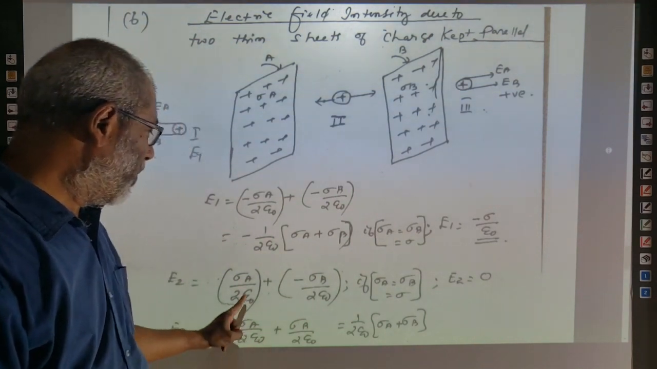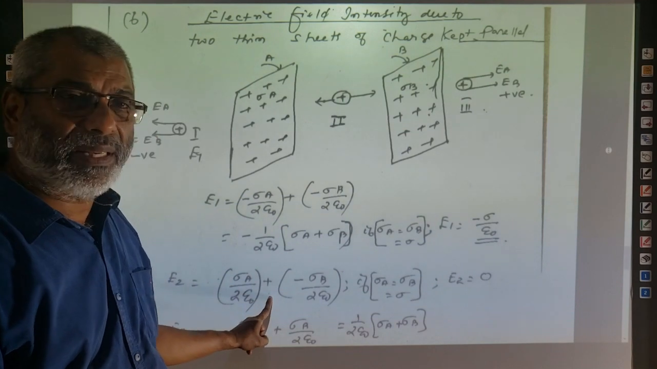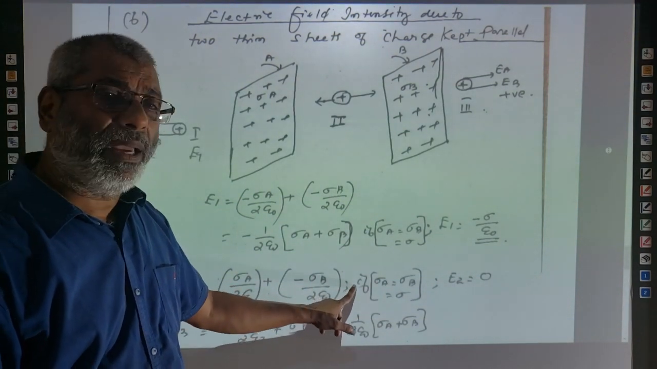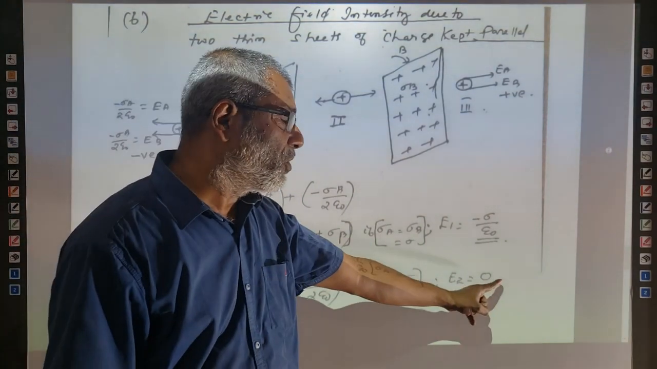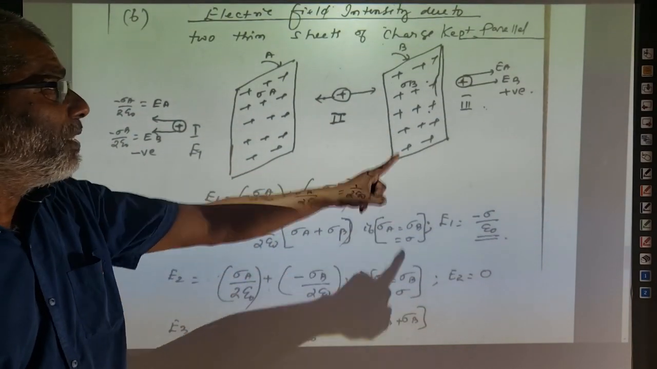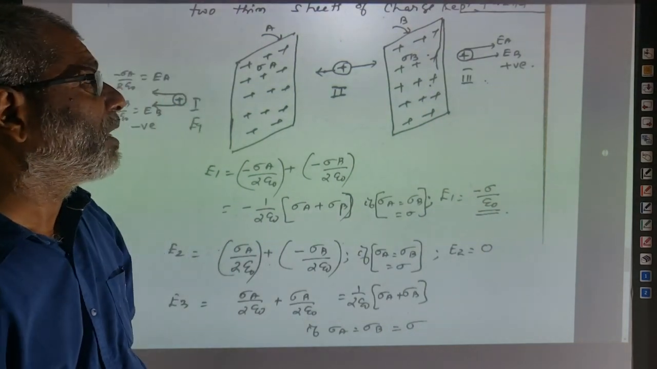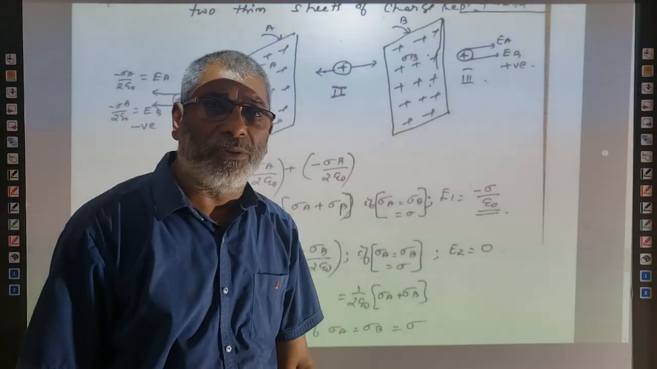Am I correct? So we are getting E2 is equal to sigma A by 2 epsilon 0 plus (minus sigma B by 2 epsilon 0). If sigma A is equal to sigma B is equal to plus sigma, then E2 is equal to 0. Okay? Then E3 means the position 3, region number 3. What is the intensity of electric field at this point 3 due to both these thin sheets of charges?